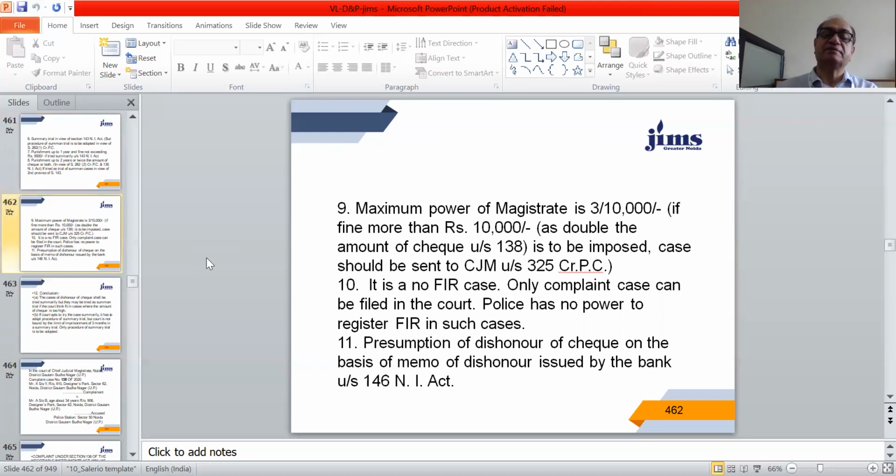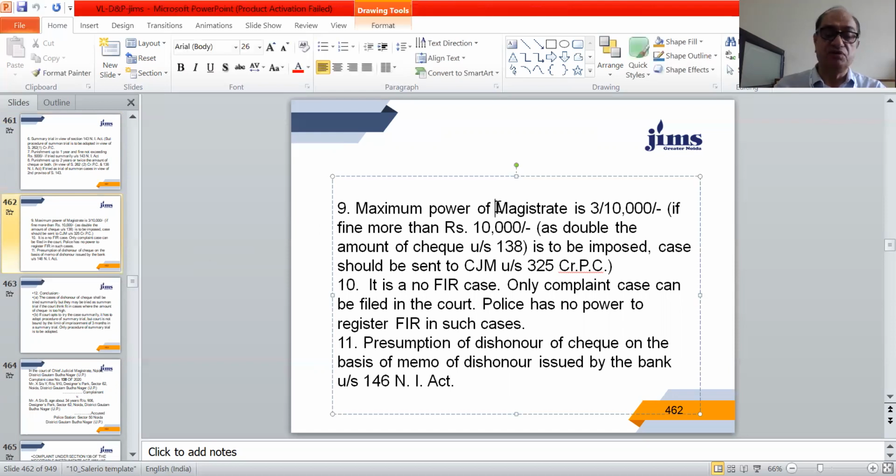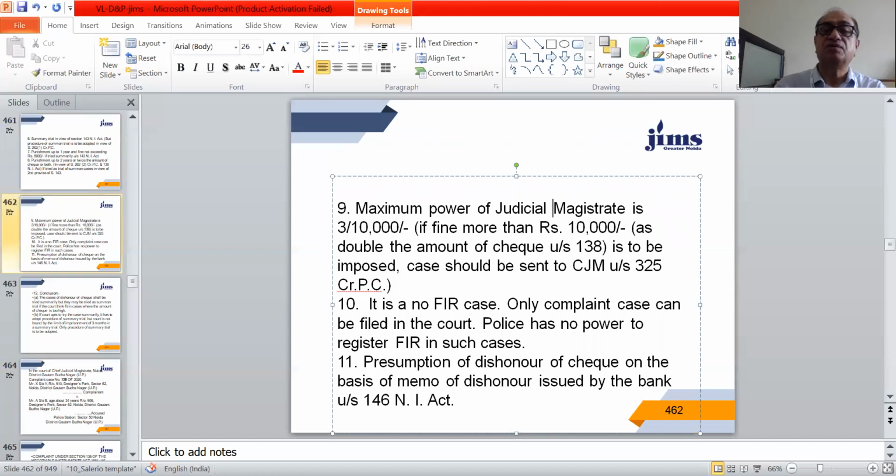Dear students, you know that the maximum power of a judicial magistrate class 1 is 3 years imprisonment and 10,000 rupees fine. I'll write down here judicial magistrate class 1. So these are the powers of judicial magistrate class 1, that he can impose maximum imprisonment up to 3 years and maximum fine up to 10,000 rupees.